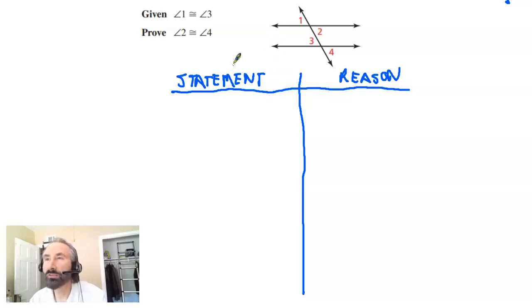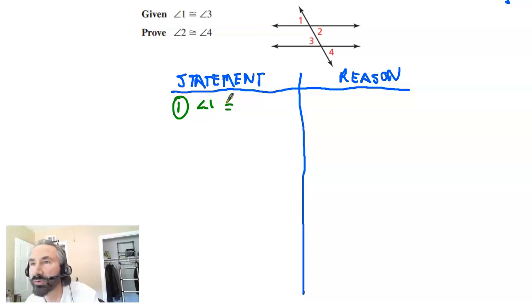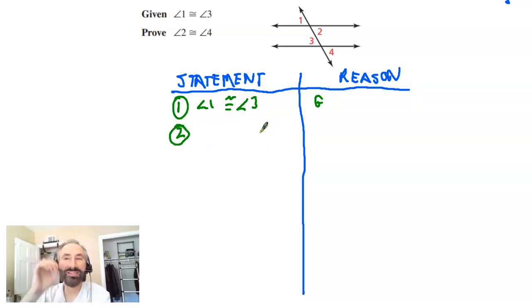So I'll try to get you started a little bit here. Certainly I can go ahead and write what's given, right? Angle 1 is congruent to angle 3, and that's the big old G. And then what next? Now, before I say anything, I want you to hit pause and give it a thought as to 1 or 2 or 3 things that you might say next. And then hit play and let's see if we agree.